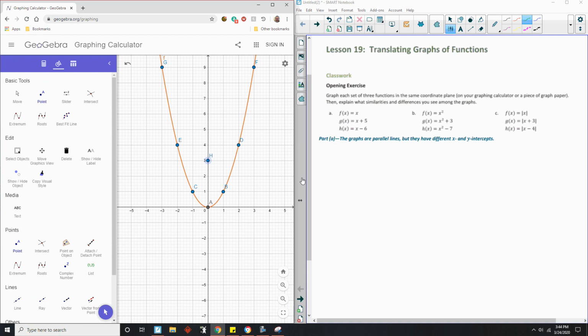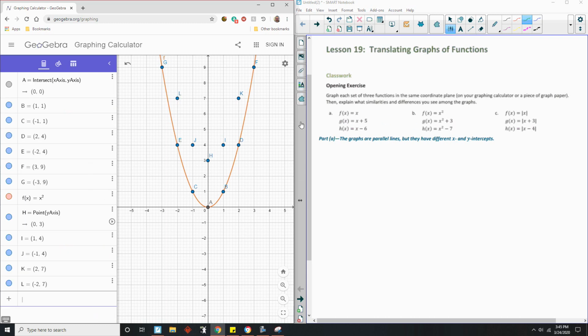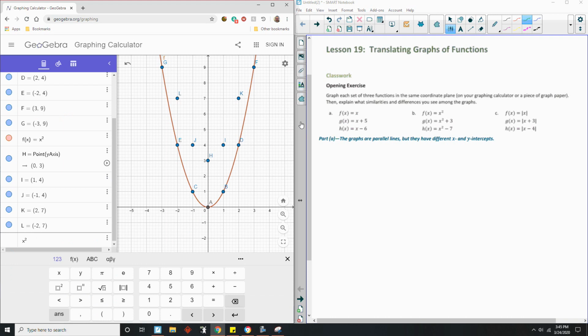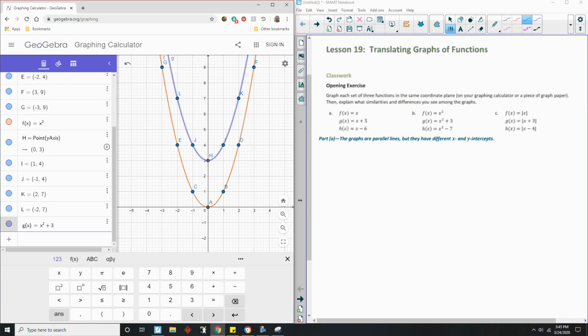And if I plug in 1, 1 squared is 1, plus 3 is 4. Negative 1 squared is 1, plus 3 is 4. And then 2 squared is 4, plus 3 is 7. Negative 2 squared is 4 plus 3 is 7. So now we have these points here. And then if I go back to my calculator and graph x squared plus 3, this purple function, g, is going through all those points I just plotted.